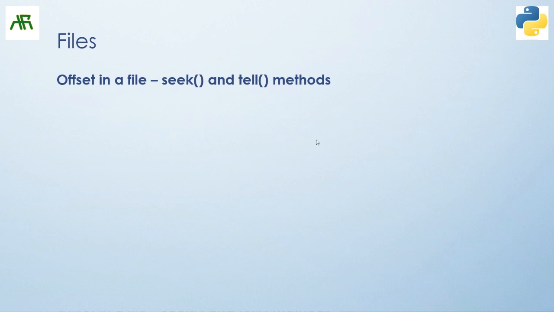Next, you'll see how to give offsets while reading or writing into a file. There are two methods given in Python, seek and tell. What is the need for having offsets? For example, I need to start reading from the nth character or nth line in a file. I don't want to read from the start. We need to have an offset possibility, right? Skip so many characters or skip so many lines for me to receive the data. So seek and tell help in setting offsets.